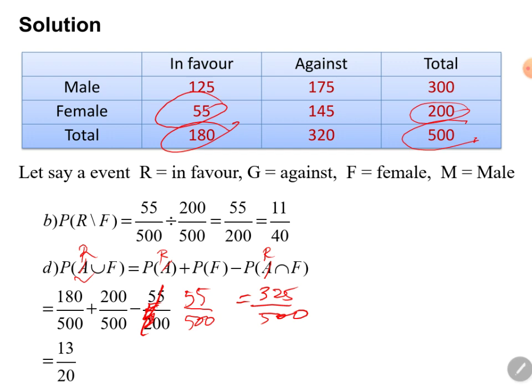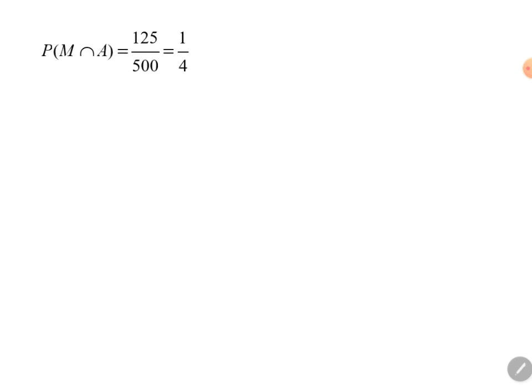Okay, so this is for question B. And then the next part, the question asks you to show whether the events male and in favor are independent. To show independence, we show that the intersect is equal to the multiplication of the probability of each event. So we need to show that the probability of male intersect in favor is equal to the probability of male multiplied by the probability of in favor.